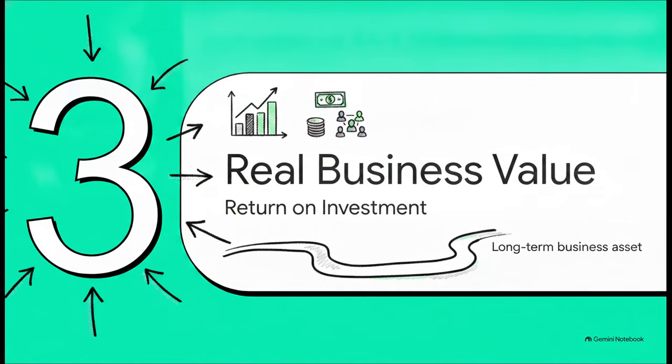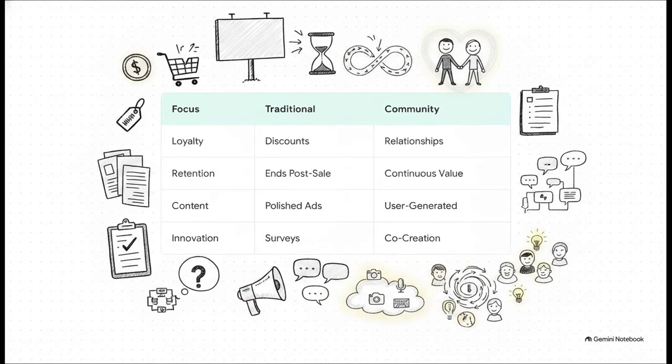All right, moving to Section 3, the real business value. Let's talk return on investment. When we stack up traditional methods against a community approach, the proof just becomes incredibly obvious. Traditionally, businesses literally try to buy loyalty with discounts. But in a community, loyalty is earned through relationships and that shared identity we just talked about.